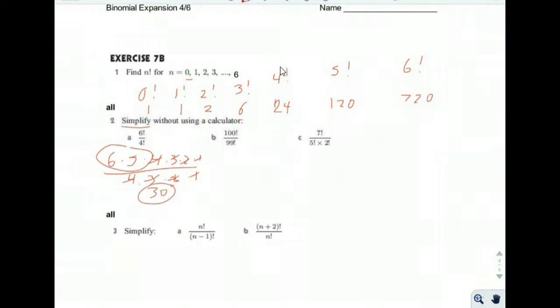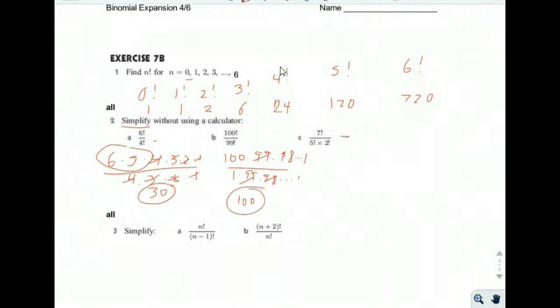Right? So the numbers that extend beyond the denominator's factorial are the ones that are left. So for example, 100 factorial over 99 factorial, you would basically just have 100 left, right? On the bottom you have 99 times 98 times all the way to times 1, and so these would all cancel out, right? So you're just left with 100.